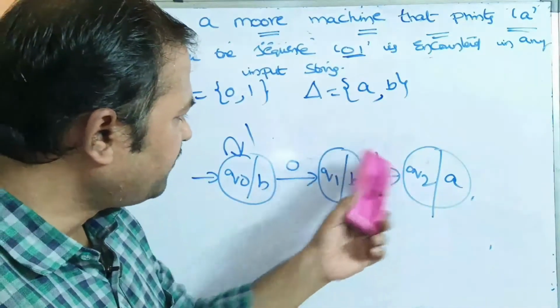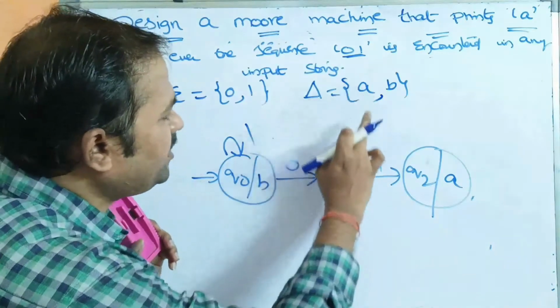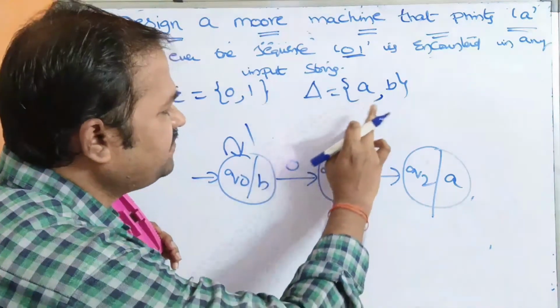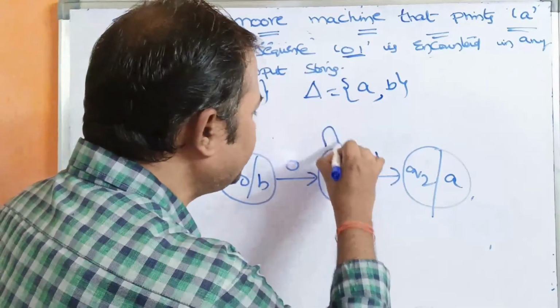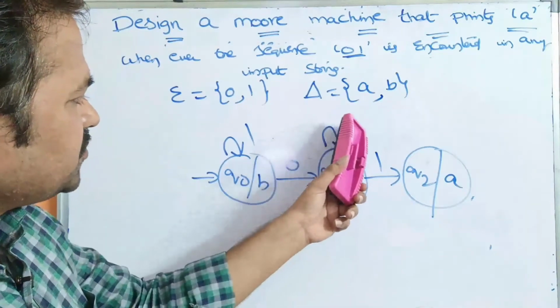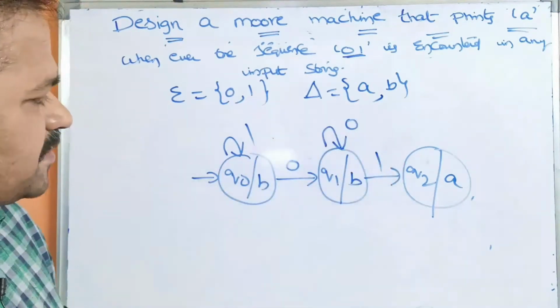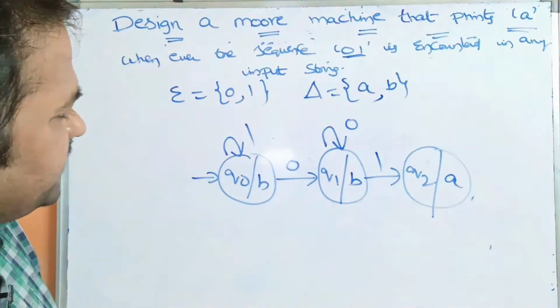Next, on Q1, 1 is applied. Now we have to apply 0. If we apply 0 here, then what will happen? This will become 01, which is nothing but the sequence only. So we can apply a self transition like this. So on Q1, 0 is applied as well as 1. Next, on Q2 we have to apply 0 as well as 1.